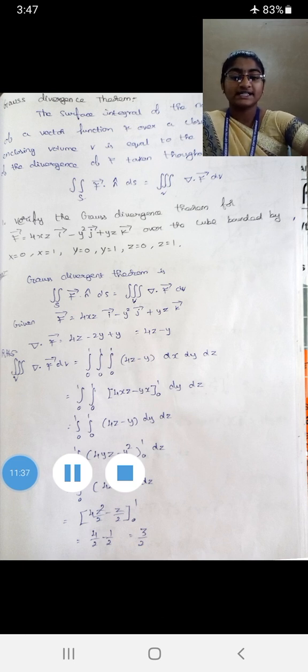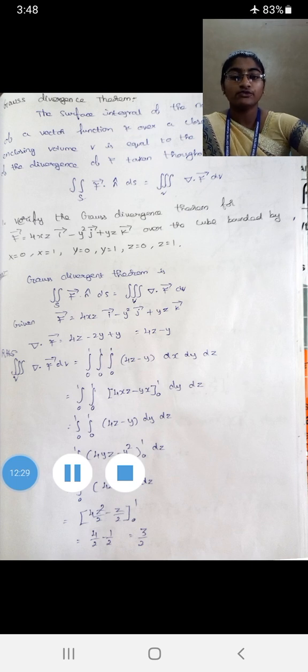Now we have to solve this integral with respect to y. So we get 4yz minus y square by 2 with the limit 0 to 1 dz. Now we substitute the upper limit minus lower limit. We get 4z minus 1 by 2 with respect to z. Next we integrate this with respect to z. So we get 4z square by 2 minus z by 2 with the limit 0 to 1. Substituting the upper limit, we get 4 by 2 minus 1 by 2, and the lower limit is 0. So the value is 3 by 2. Thus we found the value of the right hand side of Gauss divergence theorem, which is 3 by 2.